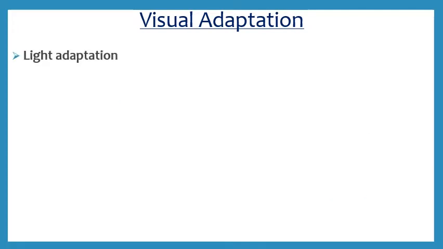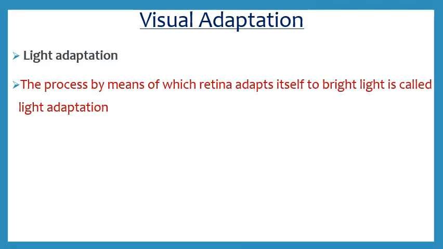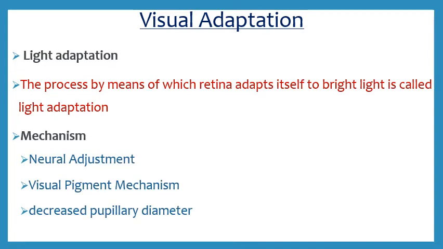Now what about light adaptation? The process by which the retina adapts itself to bright light is called light adaptation. In here also, in your practical lives, you must have felt that when you suddenly enter a brightly lit area, you will not be able to see clearly for a few minutes. But after that you will be able to adjust to the bright light. That is what is meant by light adaptation. Here also the mechanism is first of all neural adjustment, visual pigment mechanism and a decreased pupillary diameter.